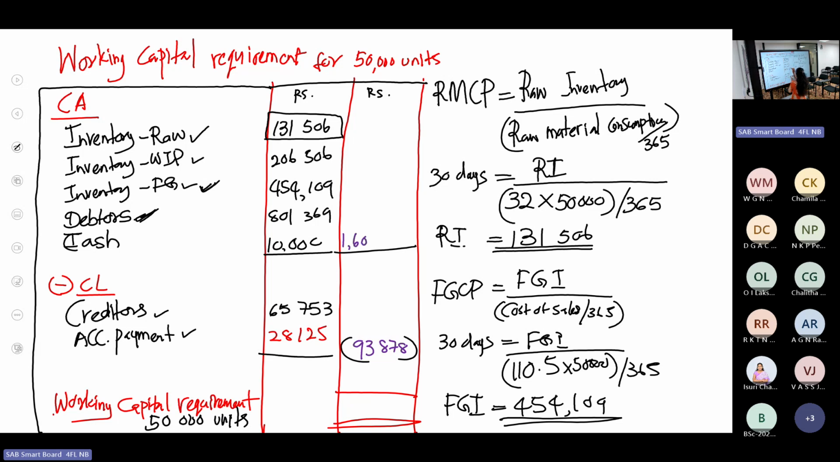1,600,600, 3,490 minus 93,878. The answer is 1,509,612. Students, can you check whether the answer is correct or wrong? The working capital requirement to produce 50,000 units is 1,509,612.